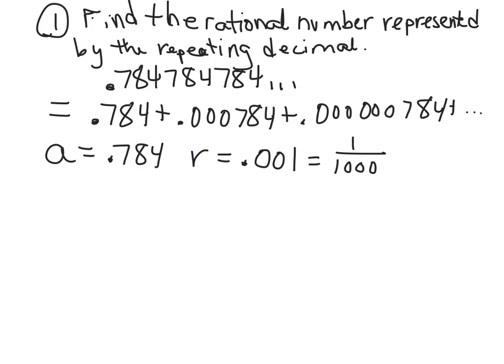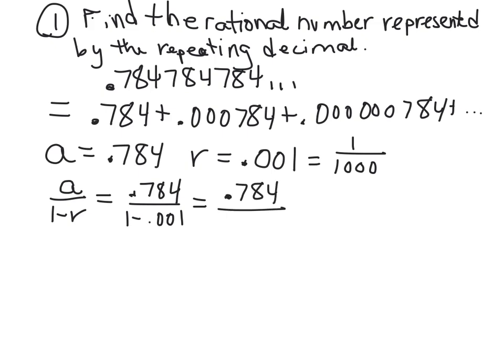So to come up with the rational number, we're going to use that formula that you learned in pre-calc, a divided by 1 minus r, for the sum of the series. So this is equal to the first term, 0.784, divided by 1 minus the common ratio of 0.001. So that's going to be 0.784 divided by 0.999.